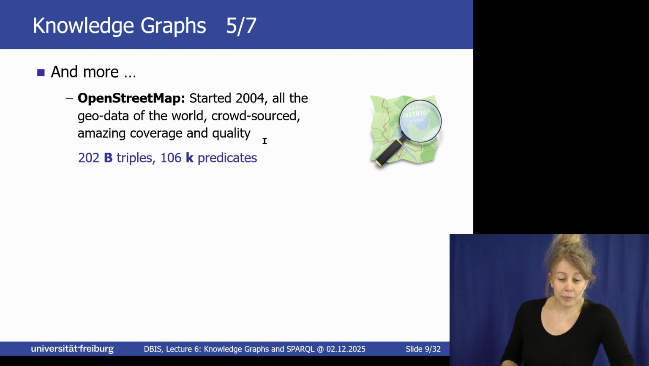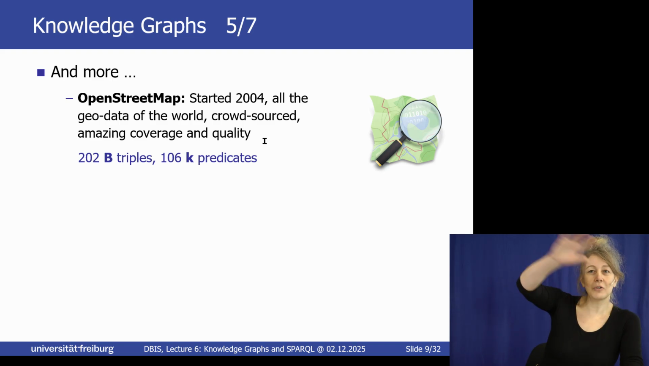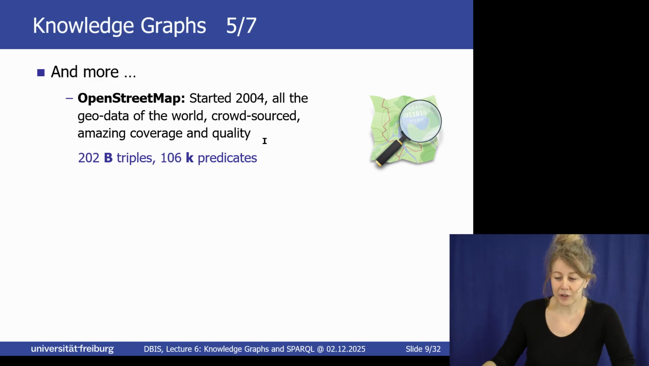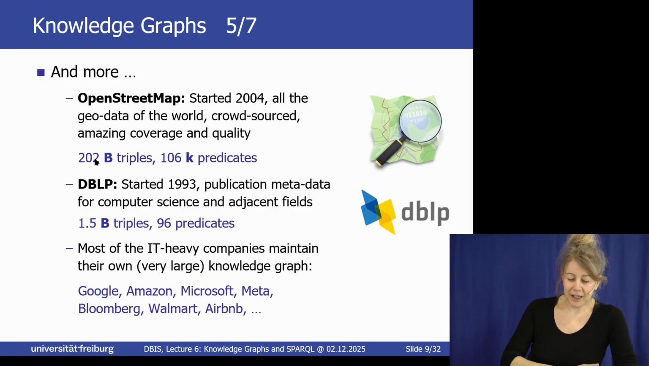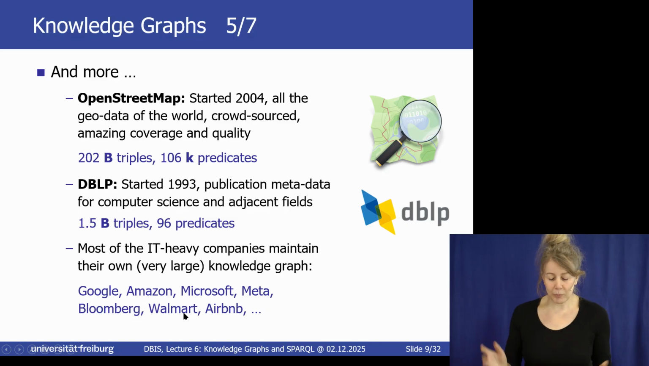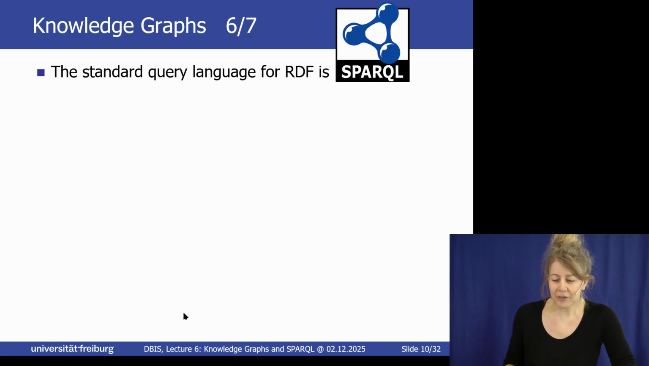There's OpenStreetMap. Who knows OpenStreetMap? I asked that again. All the geodata, map data of the world, 202 billion triples, publication data, and so on. Every company in the world has a knowledge graph internally of some form. Certainly the IT companies, but also companies like Walmart or LinkedIn or whatever. Anyway, I will show you some examples in a second.